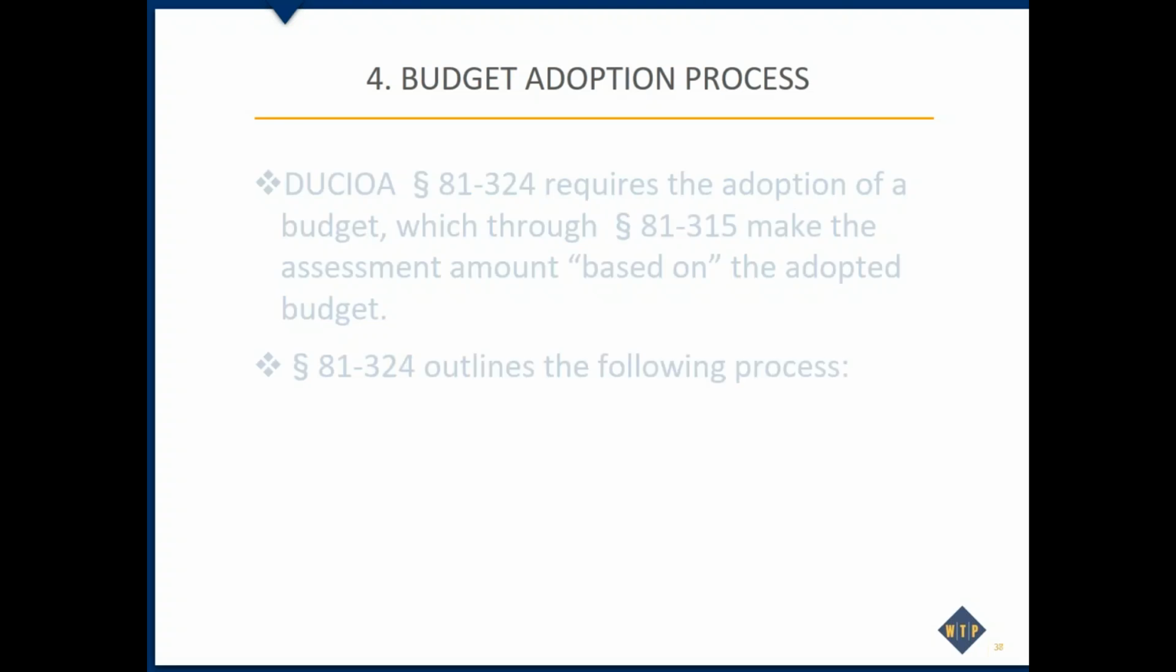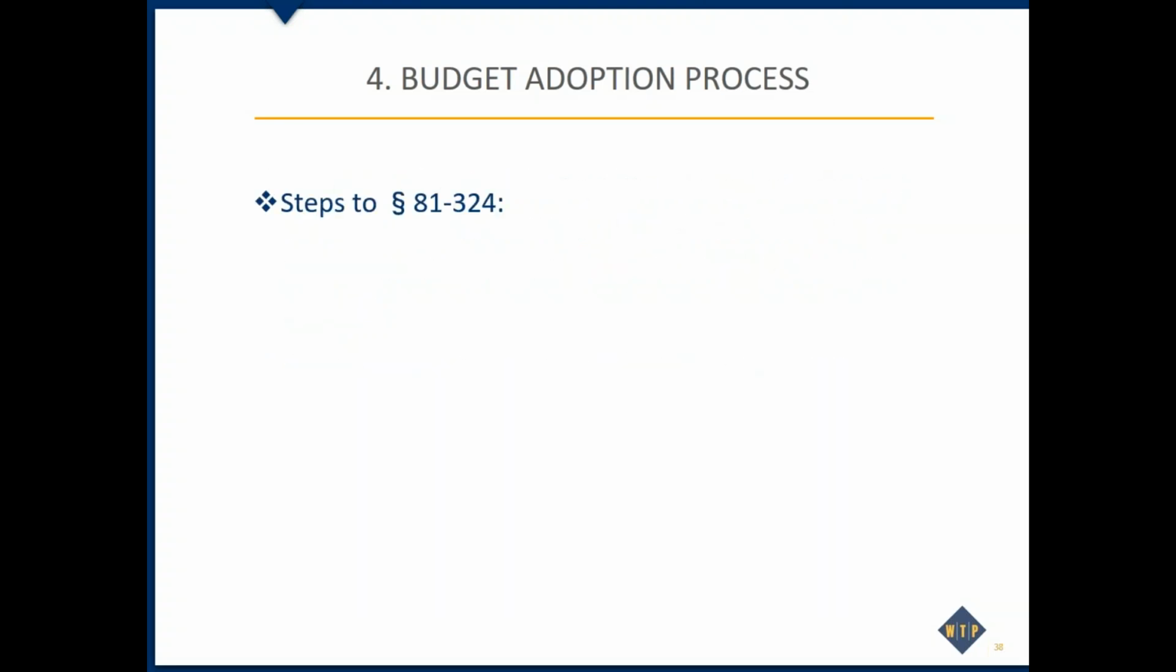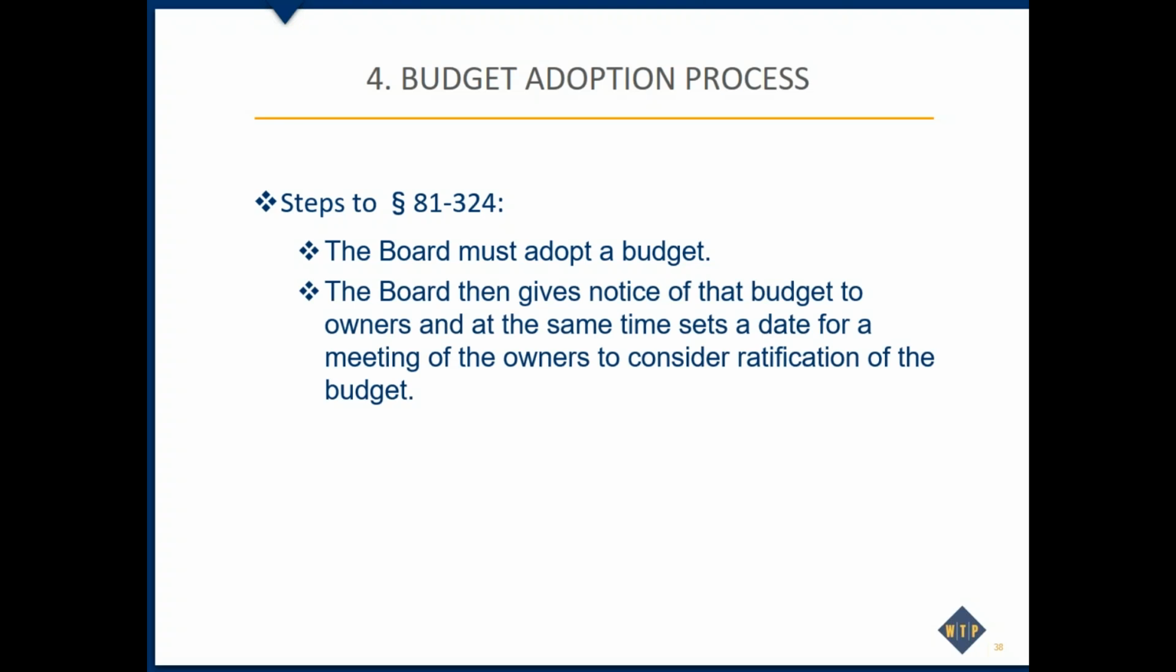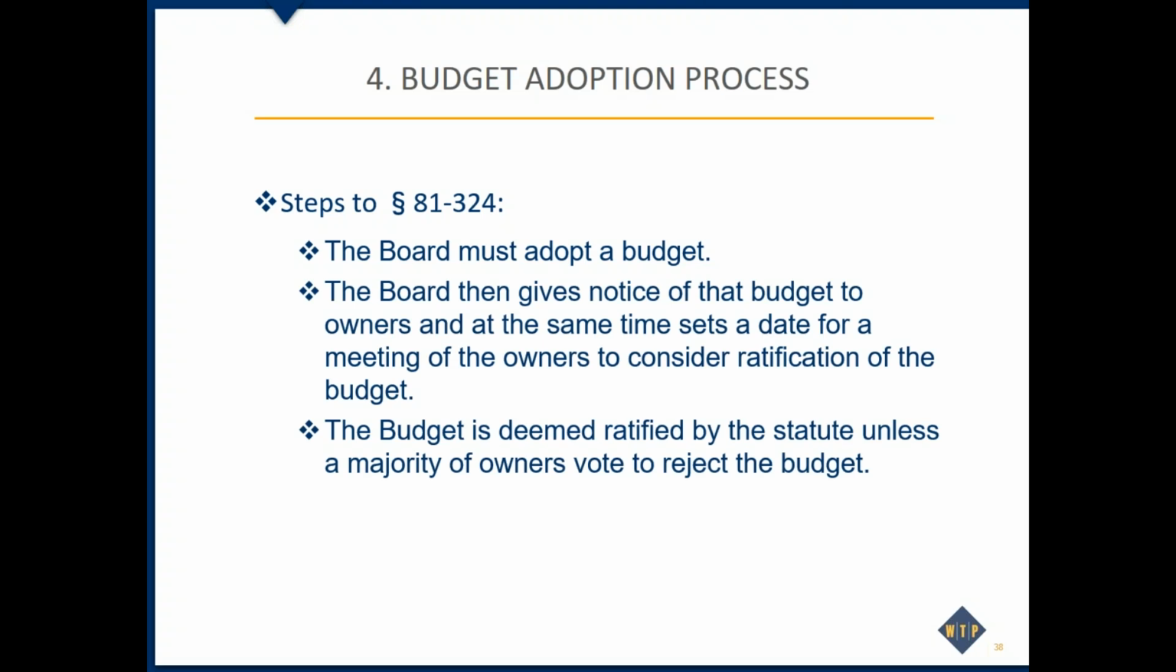And so I have a slide that sets it up. Let's jump to the next one. So the board must, one, adopt the budget. This is the board adopting the budget, not the owners at a meeting. Then the board gives notice of the budget. They mail it out to everyone. They set a date for the ratification. And here's the important language. The budget is deemed ratified by the statute unless a majority of owners vote to reject the budget. So it requires your owners to actually take some sort of affirmative action to come and vote against that budget. Otherwise, that budget controls.